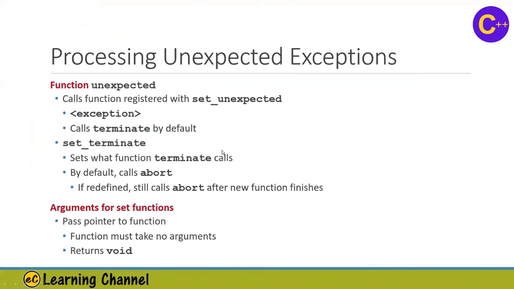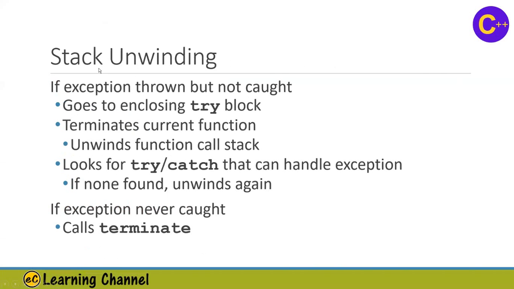Processing unexpected exceptions. Basically, if you want to process an unexpected exception, you can usually just use the function called unexpected, and then it calls terminate by default. If you don't process anything, the program will terminate. Otherwise, you can set terminate to see what function the termination call will do. By default, it will call abort. But that is actually not important.